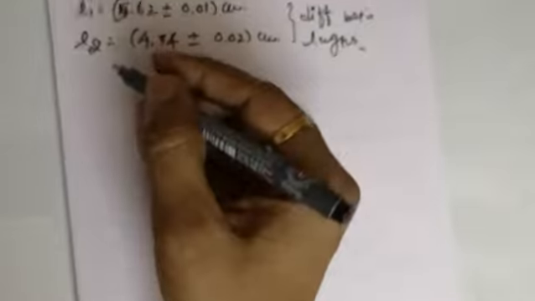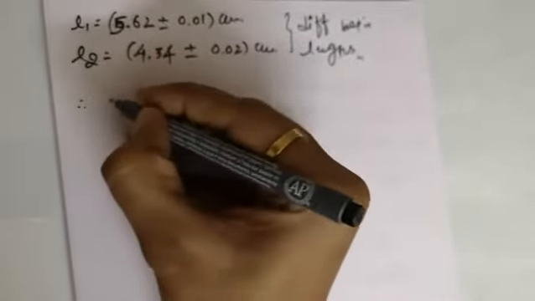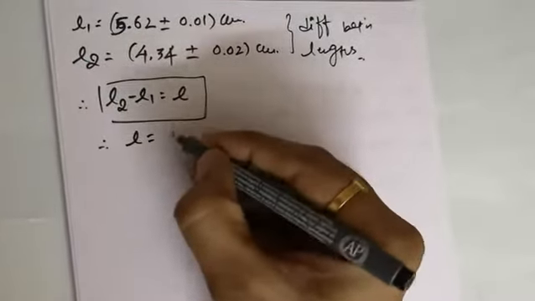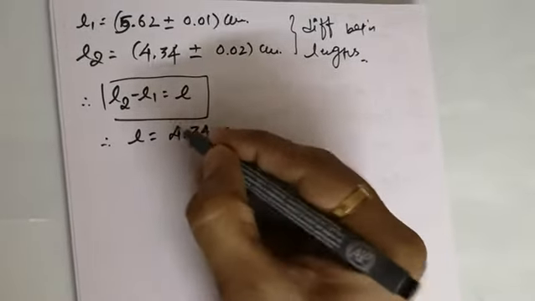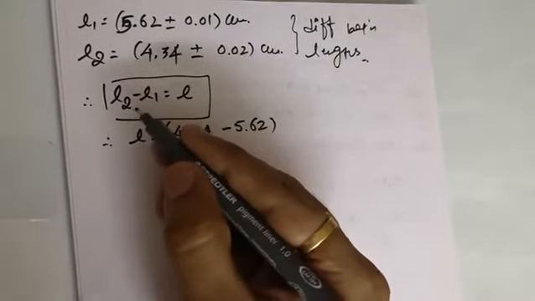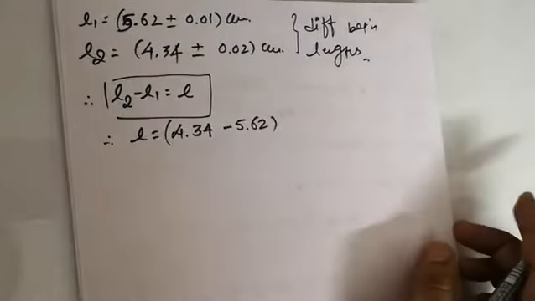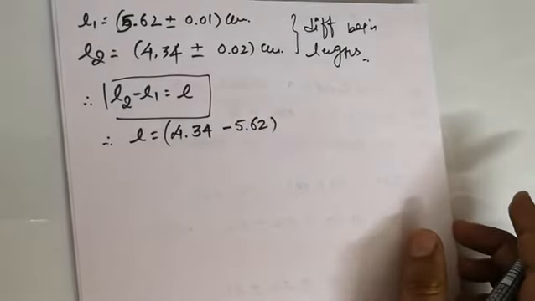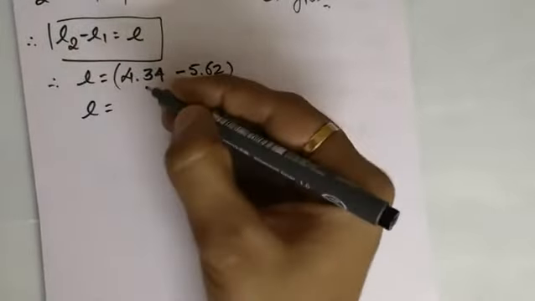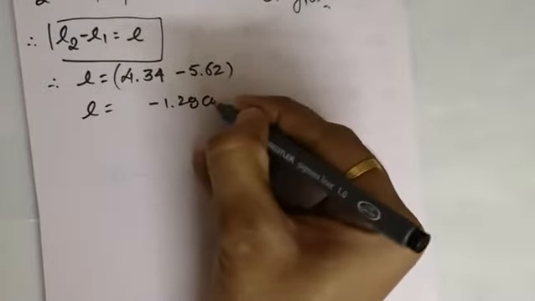So what we are doing is mentioning that normally L2 minus L1 is called L. So I am just placing their values. L equals 4.34 minus 5.62. In the real part you can go for the addition or maybe go for the multiplication or subtraction, but in an error part there is only one rule, that we are only adding them together. So we may have L equals minus 1.28 centimeter. This is called a real subtraction.